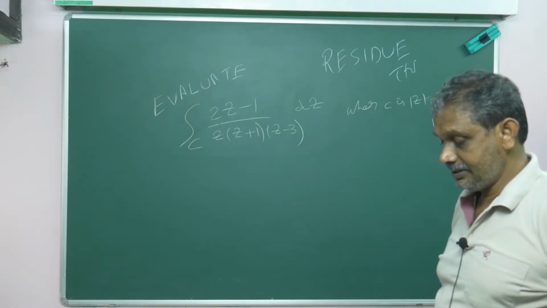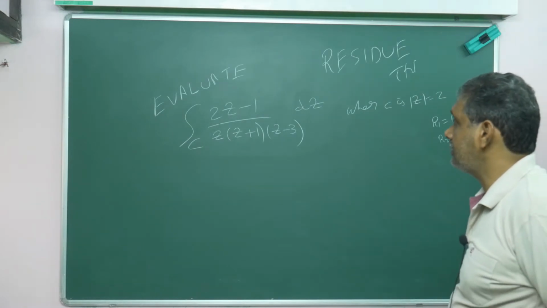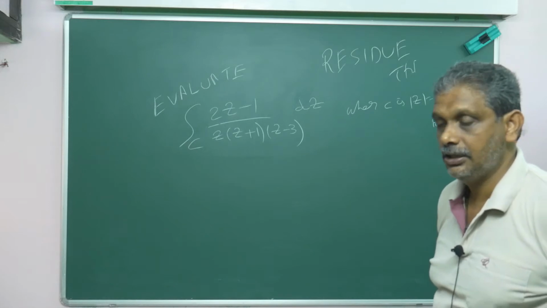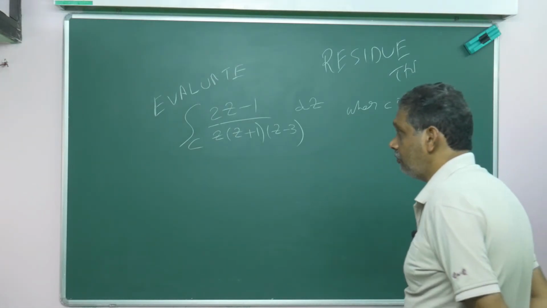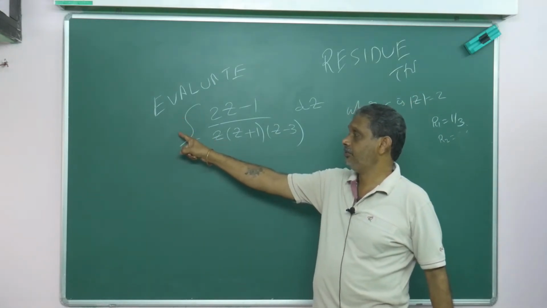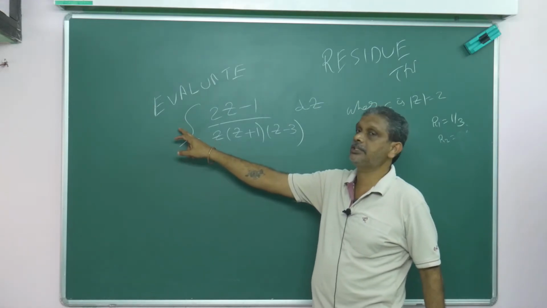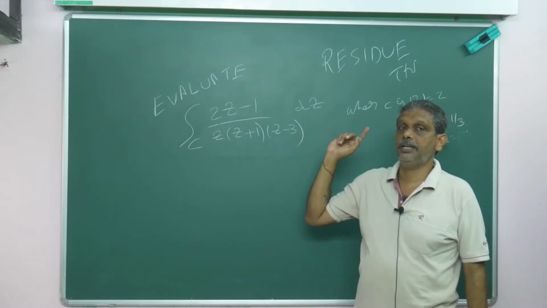By Cauchy's integral formula, the point is whether the singular point is inside or outside. If inside, you can write 2 pi i into f of a. The residue theorem is 2 pi i into sigma. Already I told you, look at the problem: if 1 by 2 pi is given in the question itself, no problem. If it is not given, you multiply by 2 pi i.